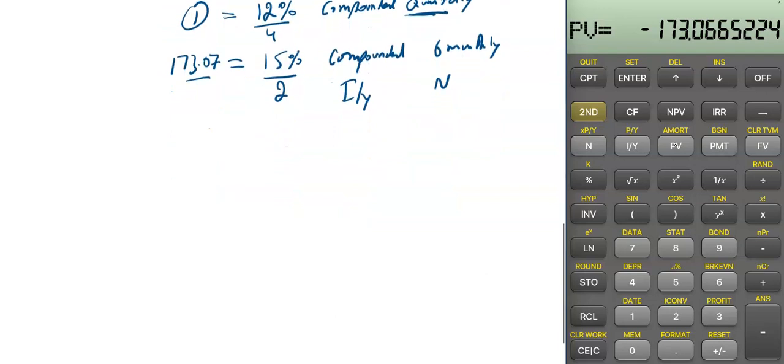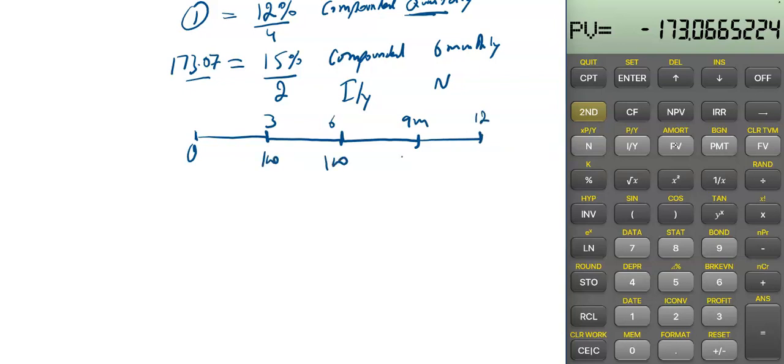You have to take care of IY and you have to take care of N. And what about if you're receiving a series of cash flows at 3 months, 6 months, 9 months, and 12 months? You're receiving $100 in each quarter, and the discount rate is given, for example, 10% compounded 6 monthly. You cannot use this rate to discount these cash flows. You have to convert it into 3 monthly compounding.